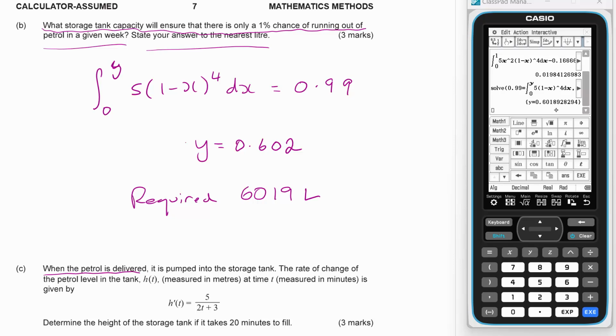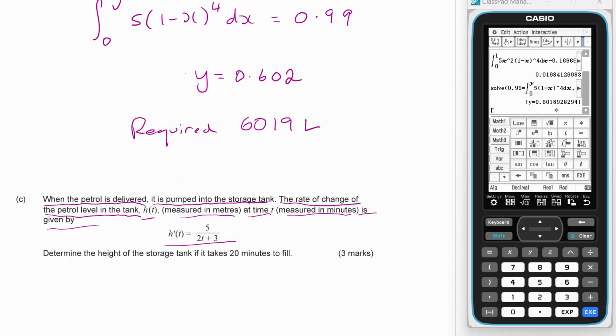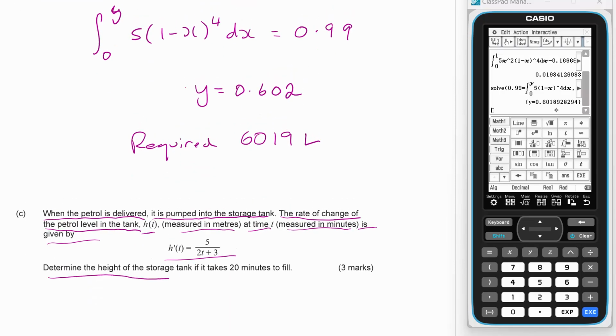When the petrol is delivered, it is pumped into the storage tank. The rate of change of the petrol level in the tank, h of t, measured in meters, at time t, measured in minutes, is given by the following. Determine the height of the storage tank if it takes 20 minutes to fill.